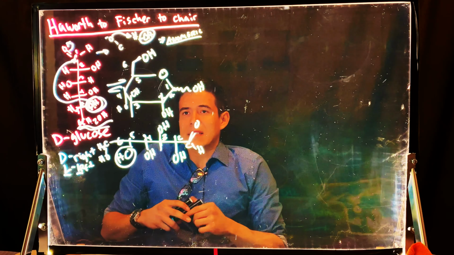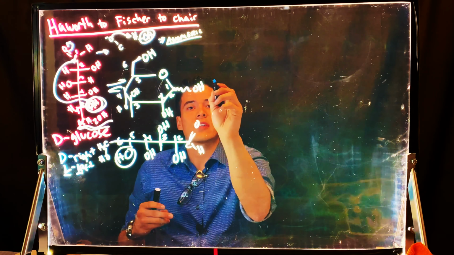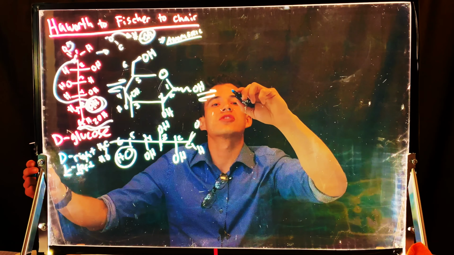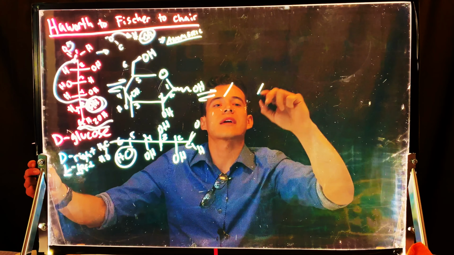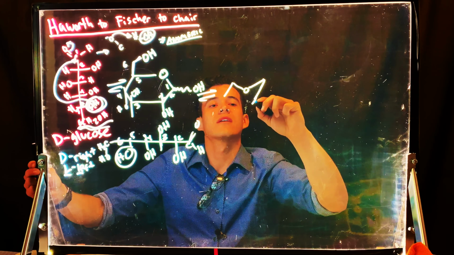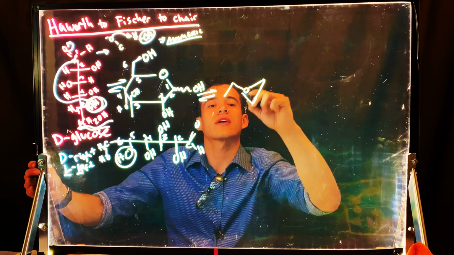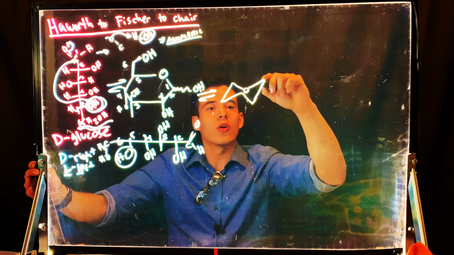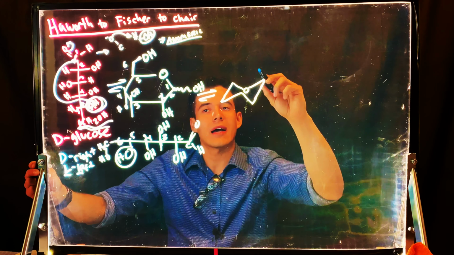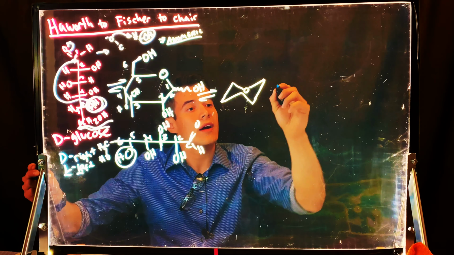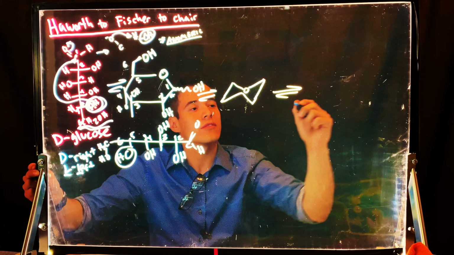Now, let's go ahead and draw our chair conformation. So I know my chair looks something like this. Let's go ahead and get that chair conformation in. Okay, so let's see how I want to label this. We could have a chair flipped.